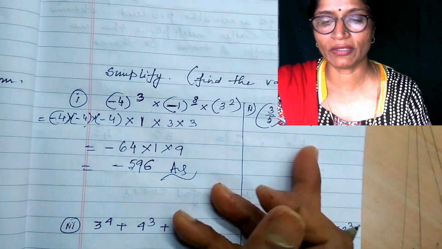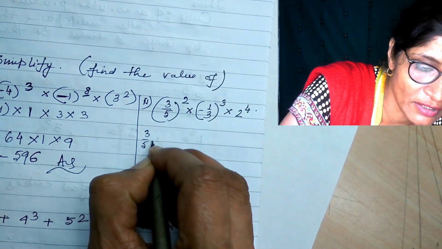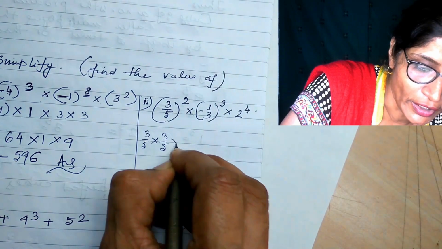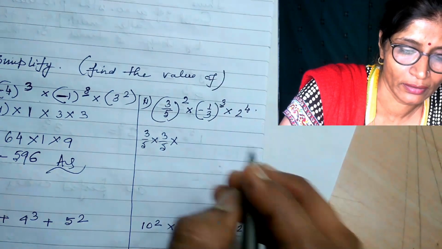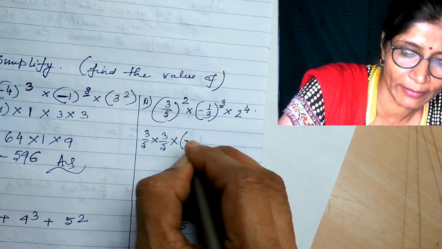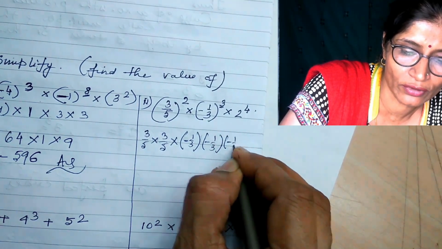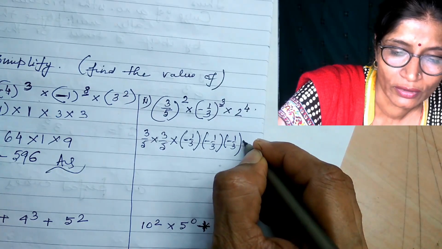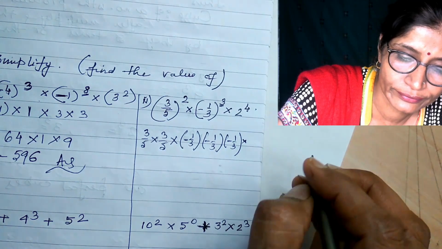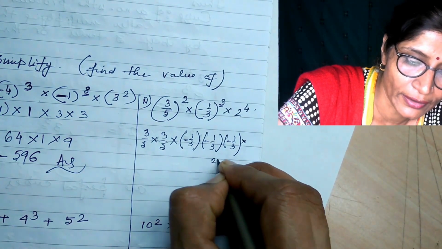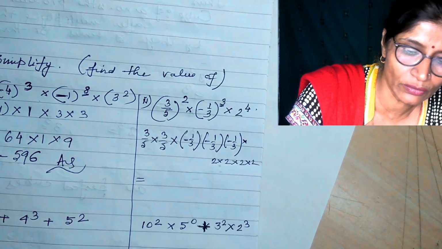Now the same is there, but it is in the fraction form. Then what I will do? 3 by 5 square means 3 by 5 into 3 by 5, into minus 1 by 3, but odd number, so obviously it will be minus, but still I am writing here 1 by 3 into 1 by 3 into 1 by 3, and 2 to the power 4. Then you have to write 2 4 times, so I'm writing here 2 into 2 into 2 into 2, and that is equal to what?